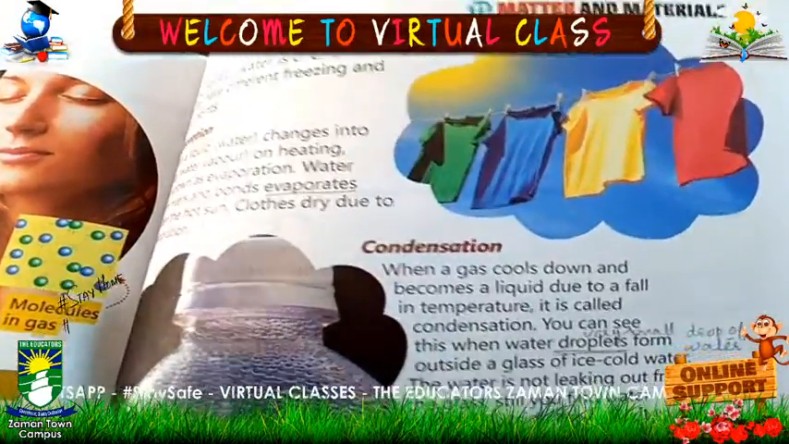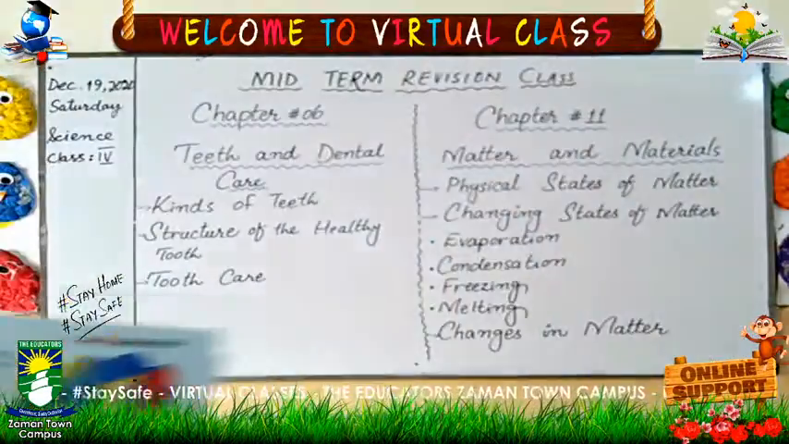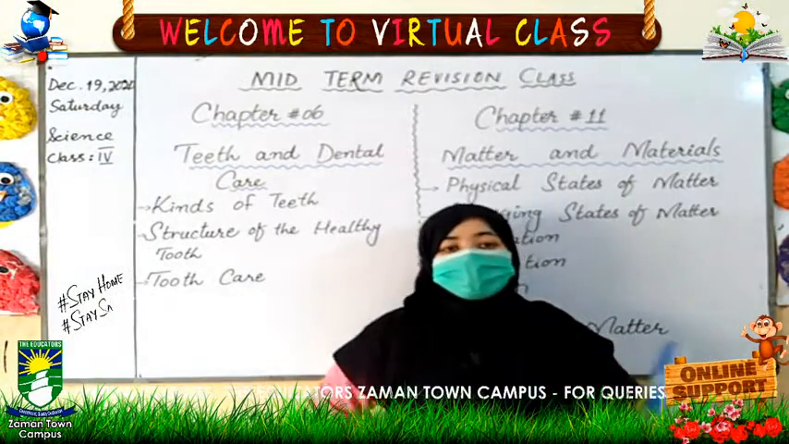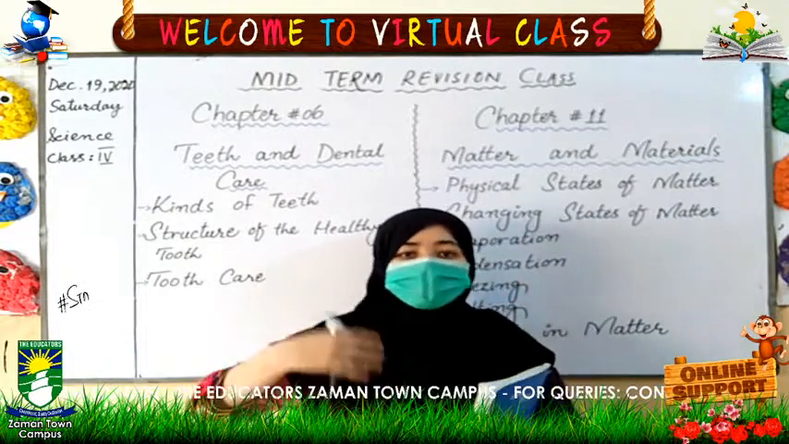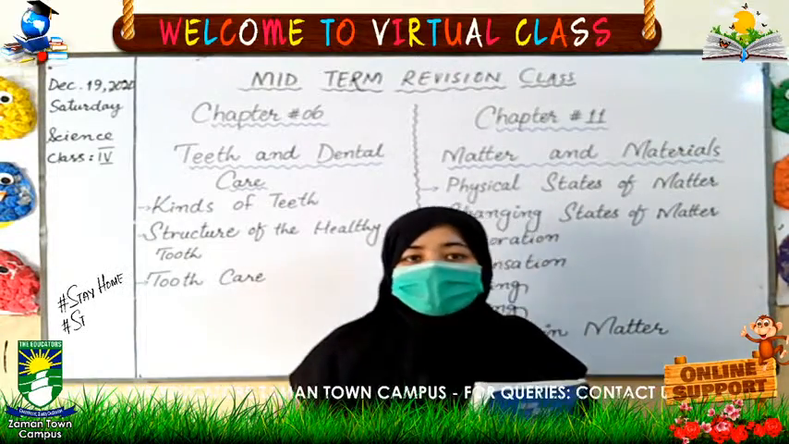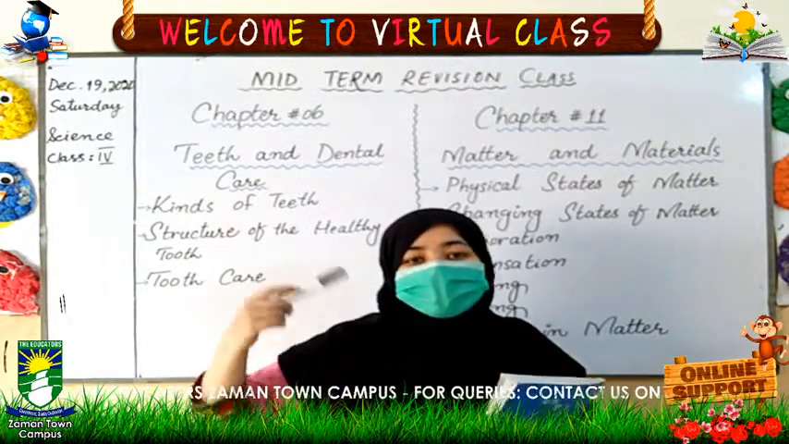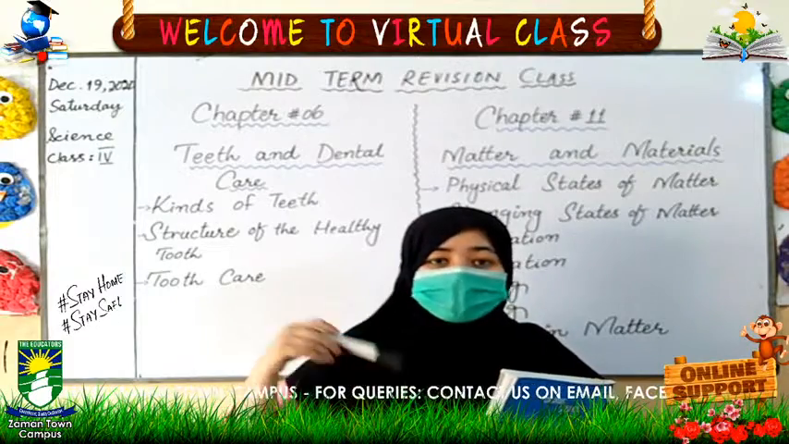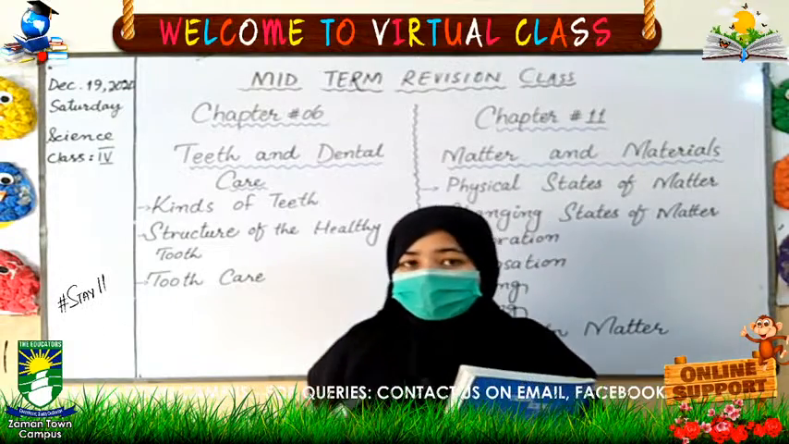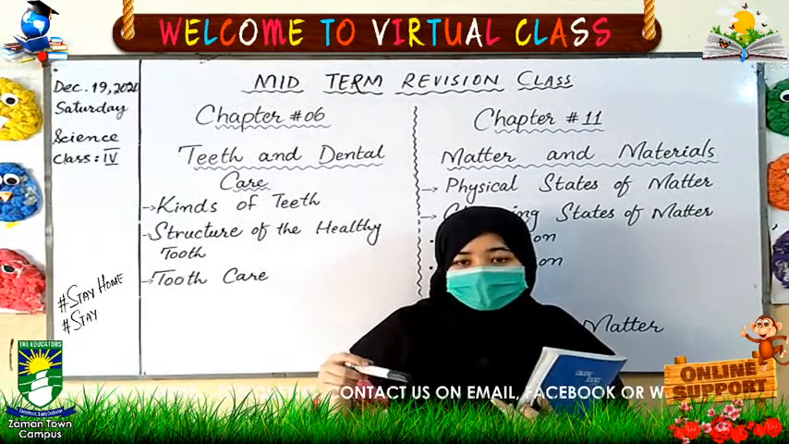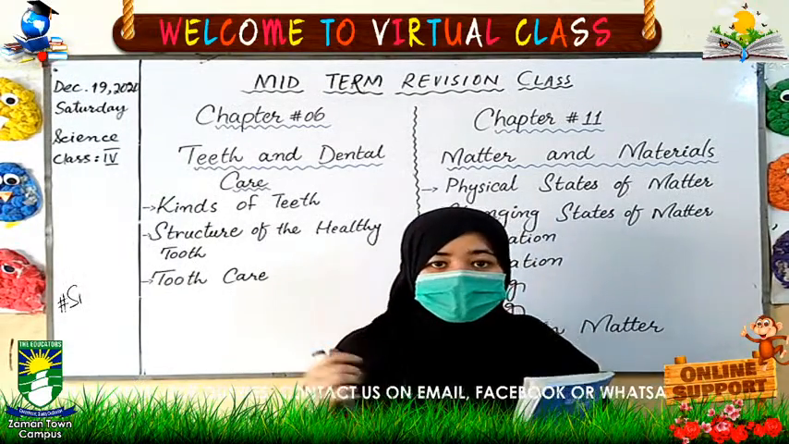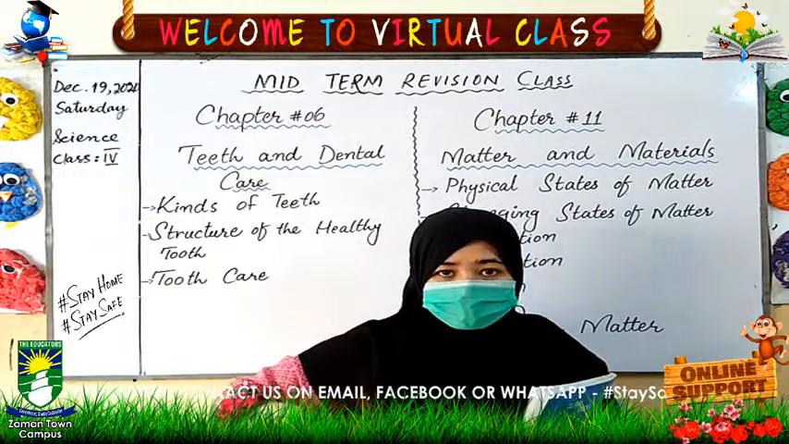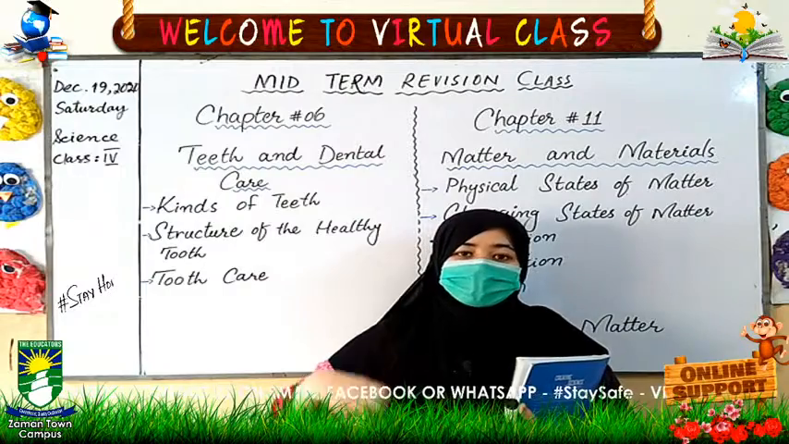Now here we have an example of condensation and evaporation. When you drop water on the floor or on the table, after some time you will see that it vanishes. Where does the water go? We can say that it evaporates. Why? Because the water droplets evaporate and it vanishes.